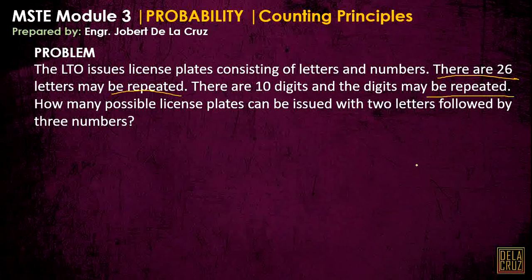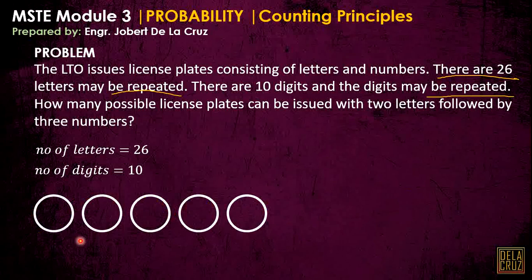That means we have no restriction in our choices. So the first thing is to know our number of choices. We have 26 letters to choose from, and we have 10 digits to choose from. Then we will do the sample space. What is our sample space? Take note: the LTO issues license plates consisting of letters and numbers. So this will be our sample space. And it is specified how many possible license plates can be issued with 2 letters followed by 3 numbers.